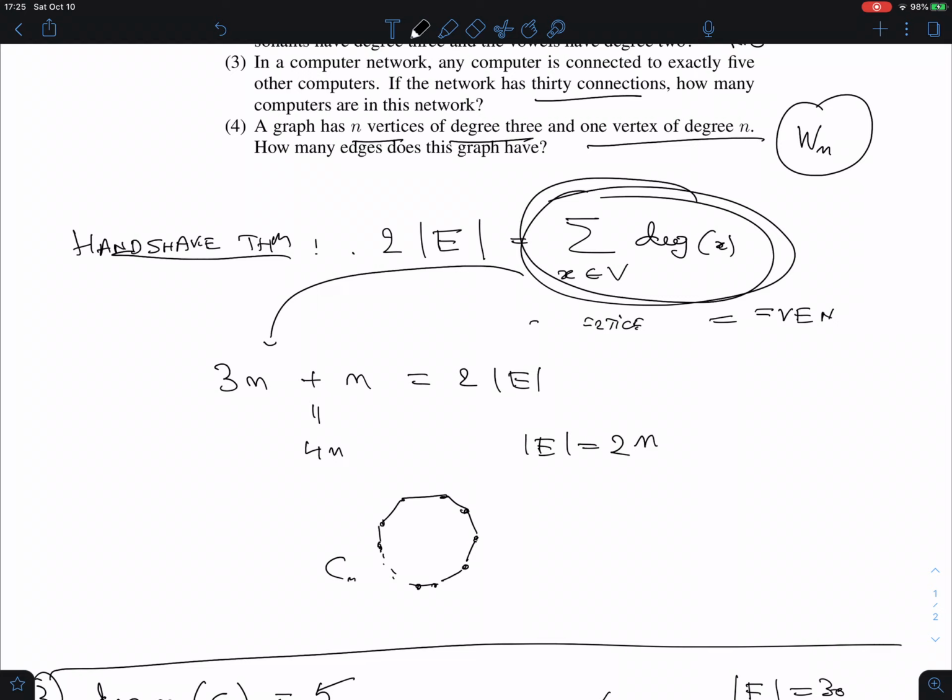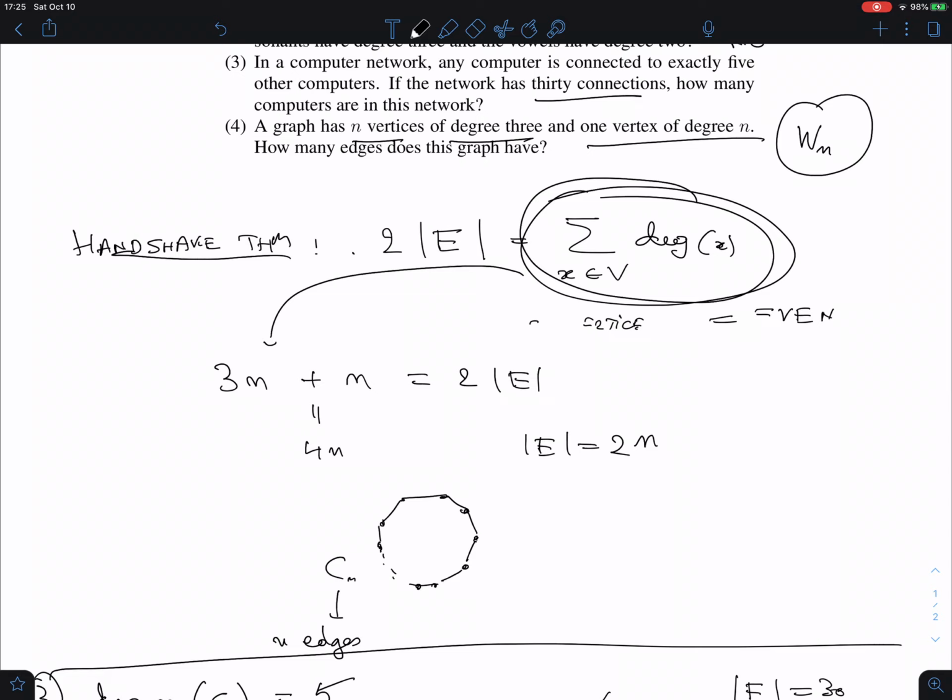So how many edges does Cn have? Well, if you think about it, it's n edges, right? So it's clear that there are n edges in Cn. So let me perhaps say that: Cn has n edges. It also has n vertices. So it's n edges and n vertices, right?